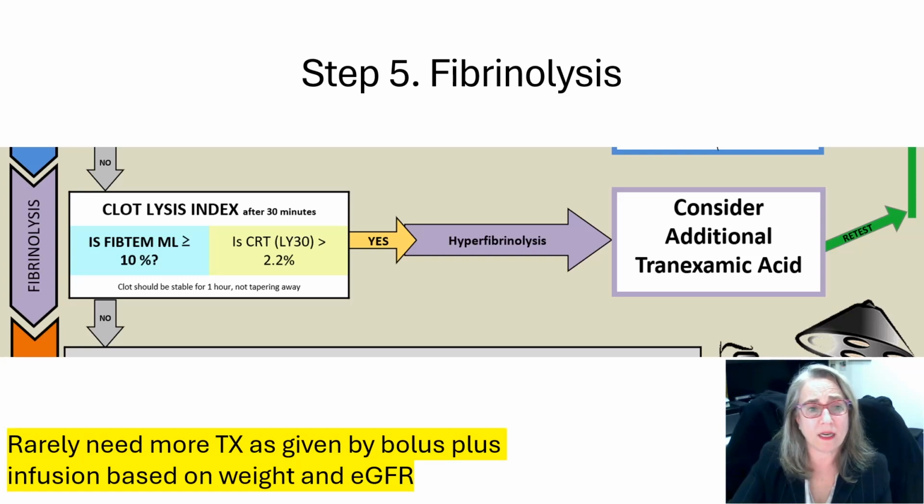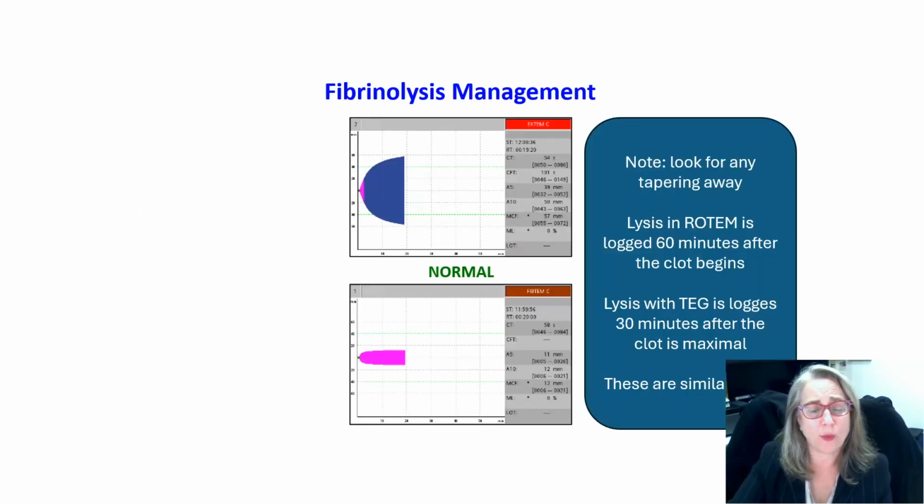Fibrinolysis, always look at that again, over and over as you go through time. After 30 minutes, you'll be getting a lysis index and you may need more tranexamic acid. So always think about that. In the cardiac algorithm, though, it's rare because we're already giving it. And this is our fibrinolysis image.